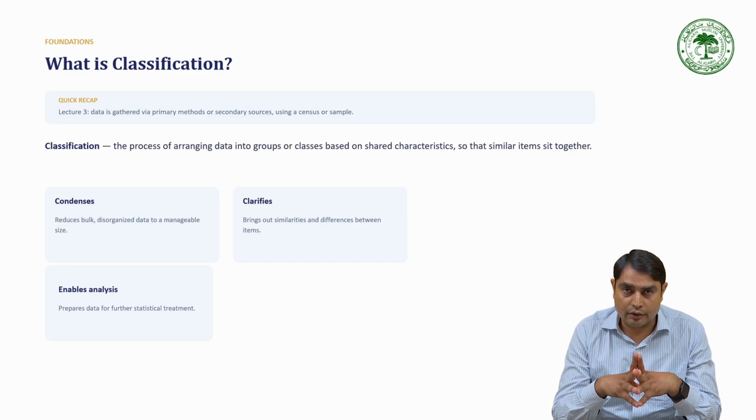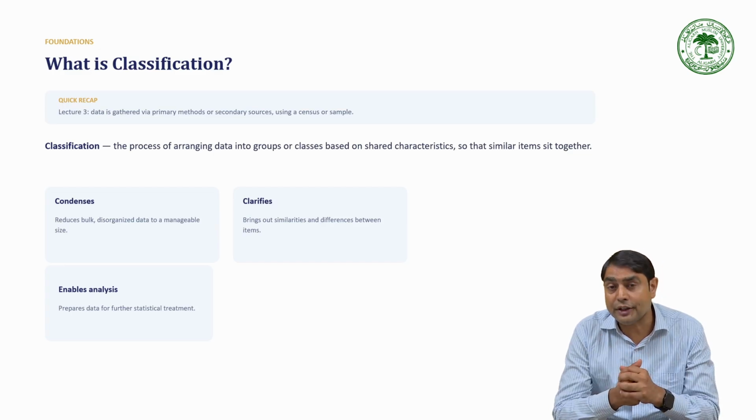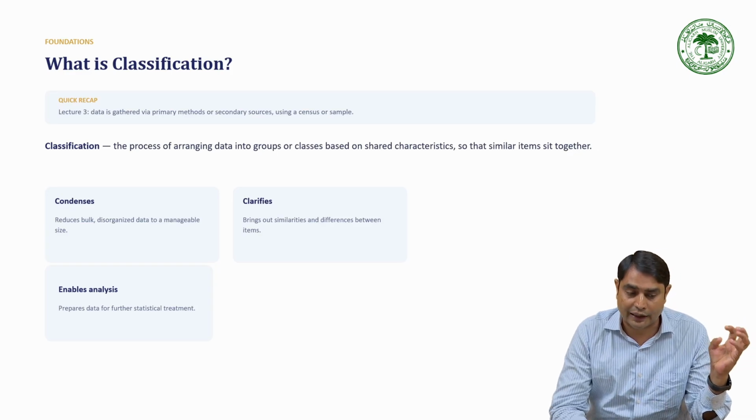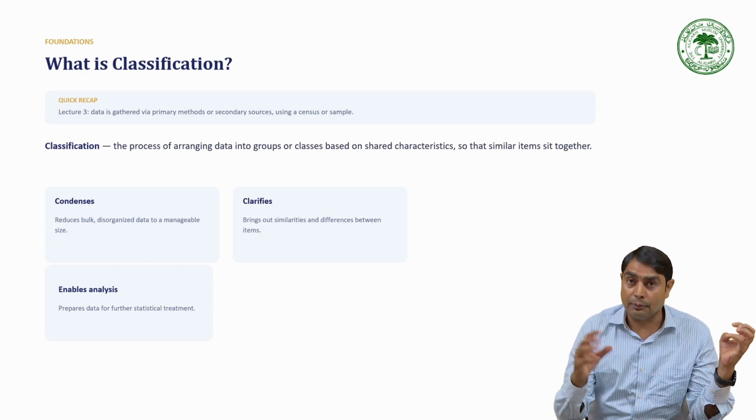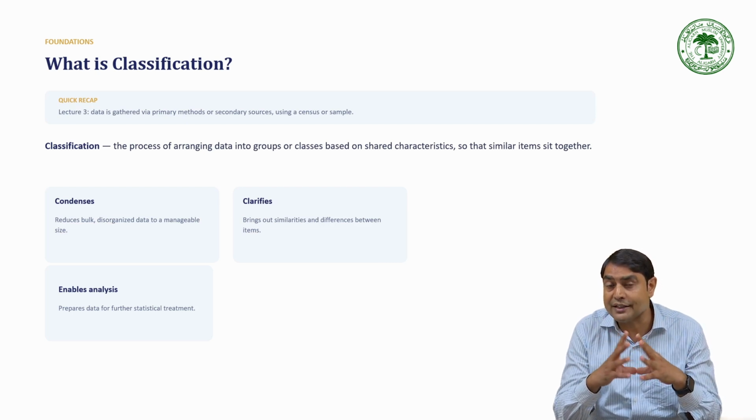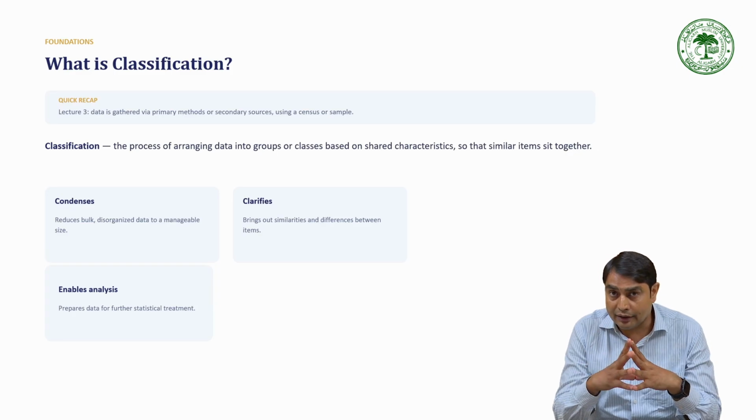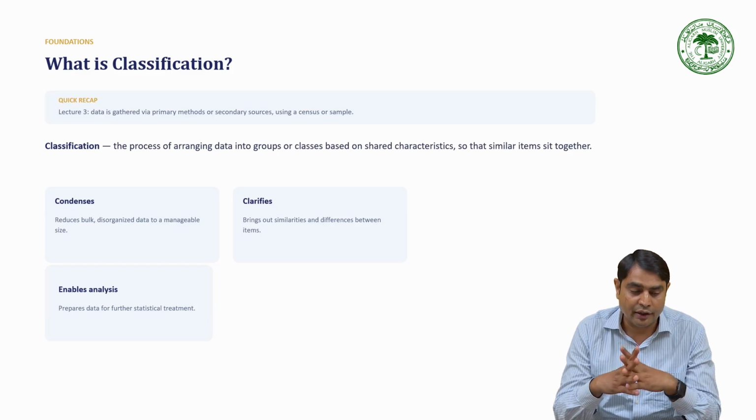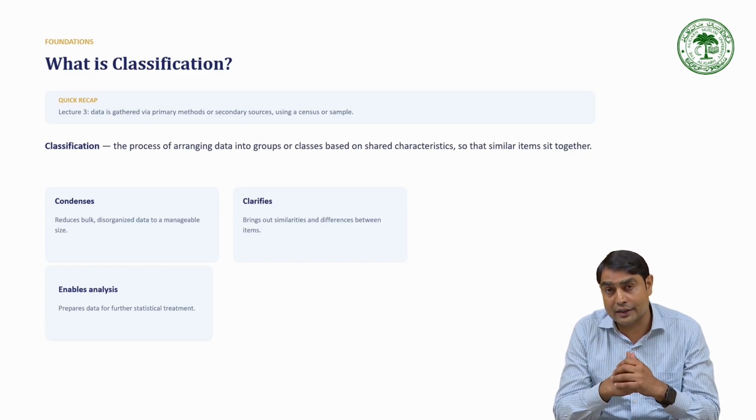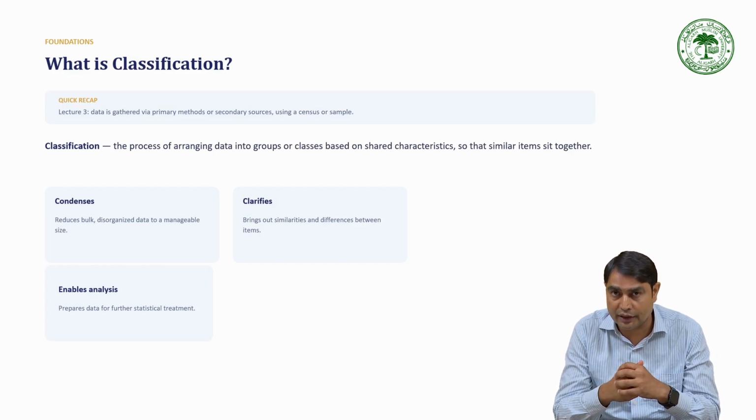And what are the major benefits which we can get through classification? Through classification, we can condense our data, we can reduce the bulk or disorganized data into a more manageable size and form, and we can have better clarity in our data than the raw data. And obviously, if we classify the data and tabulate it, then it can be better used for analysis, and it can be more convenient to do analysis with that data.